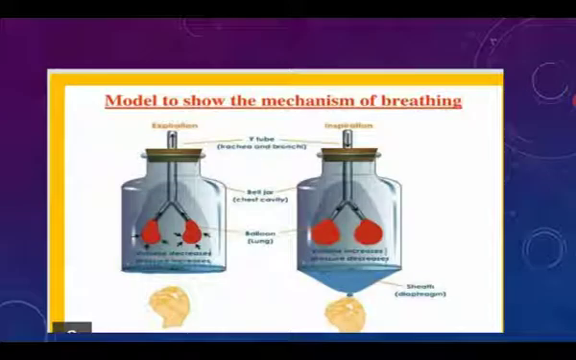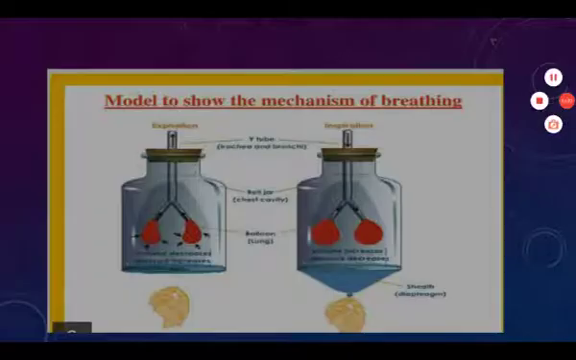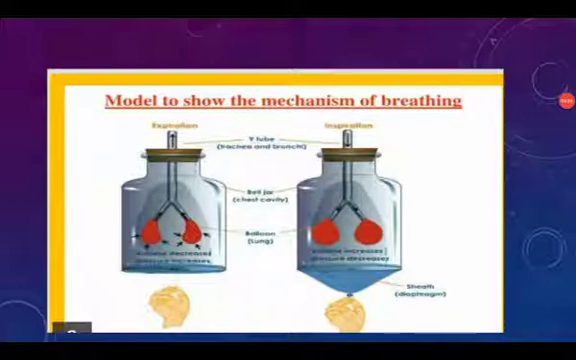Now I am going to show inhalation and exhalation through a model. Here you are seeing a gas jar. Students, here there is a glass jar, and in this glass jar there is one pipe. This one pipe is divided into two parts. These two parts show the bronchi. And here the two balloons show the lungs. This jar shows the thoracic cavity.